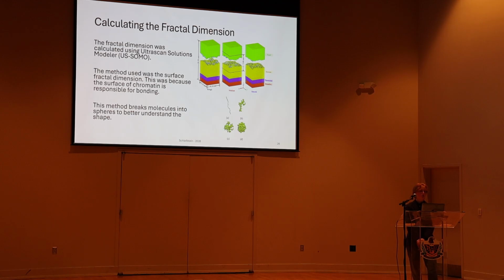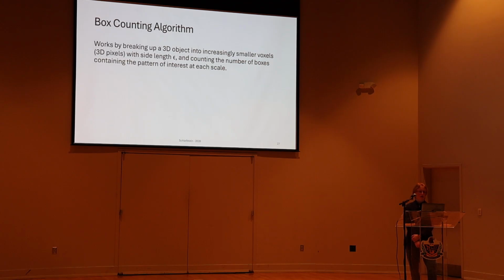To calculate the fractal dimension, the UltraScan Solution Modeler fractal dimension function was used. This was chosen because the surface of chromatin was responsible for bonding to DNA, so I thought it would be most important to look at as opposed to looking at the whole shape of the molecule. This method specifically works by breaking molecules into spheres to better understand the shape. You can see those images represented on the right with the surface of a molecule or the whole molecule broken up into spheres. This method also specifically uses the box counting algorithm to determine fractal dimension.